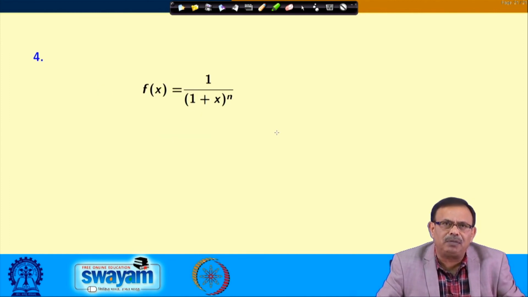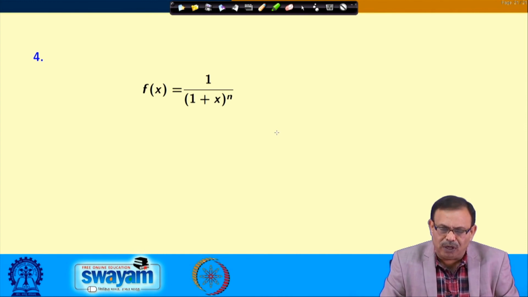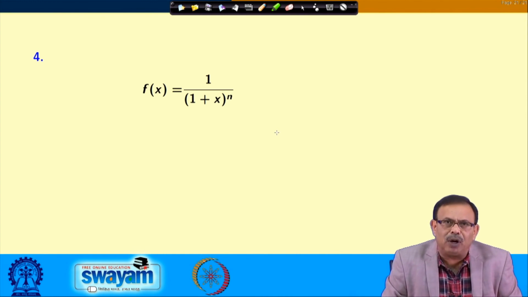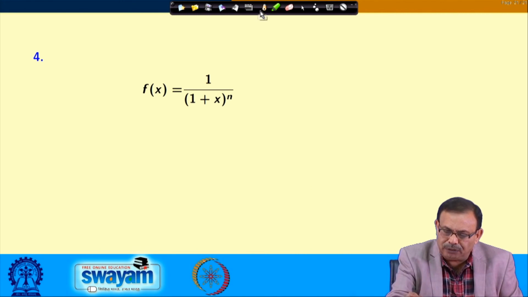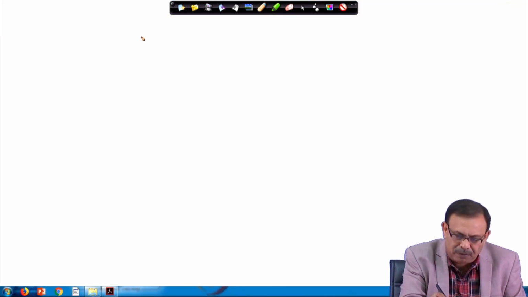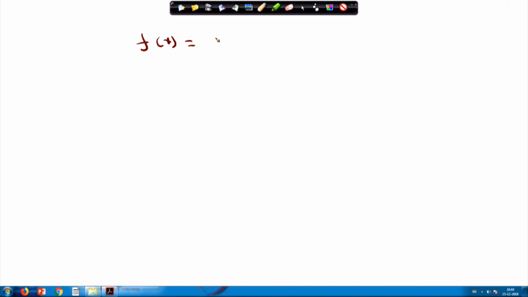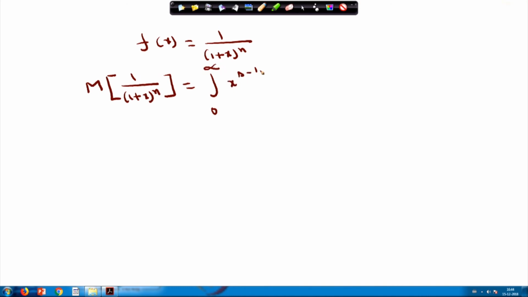Our next problem is say f x equals 1 by 1 plus x to the power n. To solve this problem, your function is 1 by 1 plus x whole to the power n. So, the Mellin transform of 1 by 1 plus x whole to the power n is equal to the integral 0 to infinity x to the power s minus 1, 1 plus x to the power minus n dx.